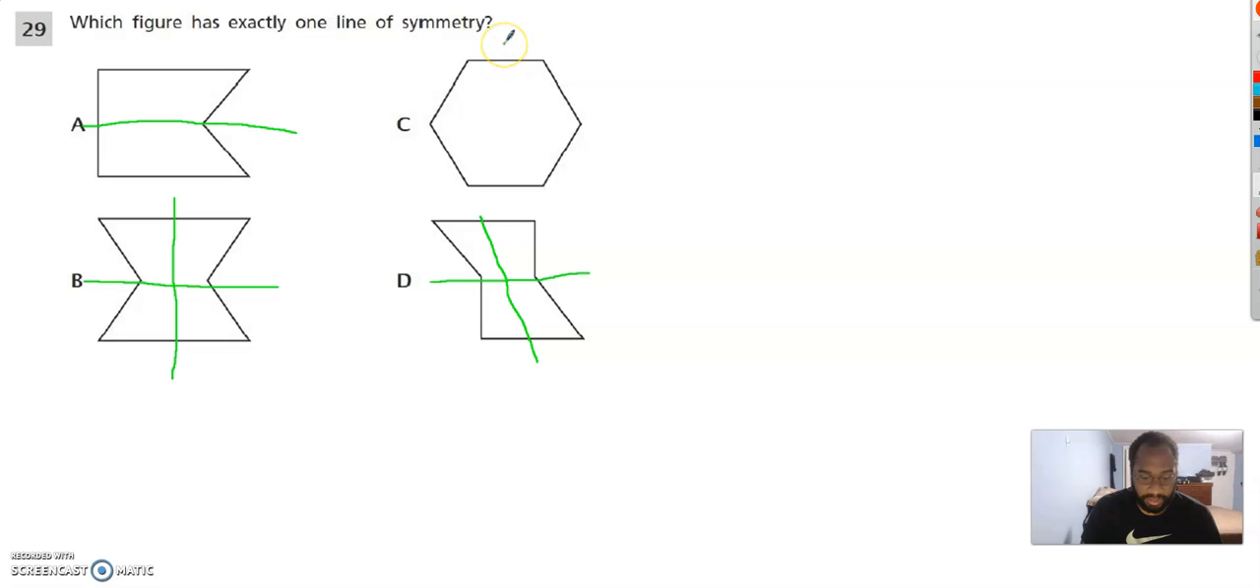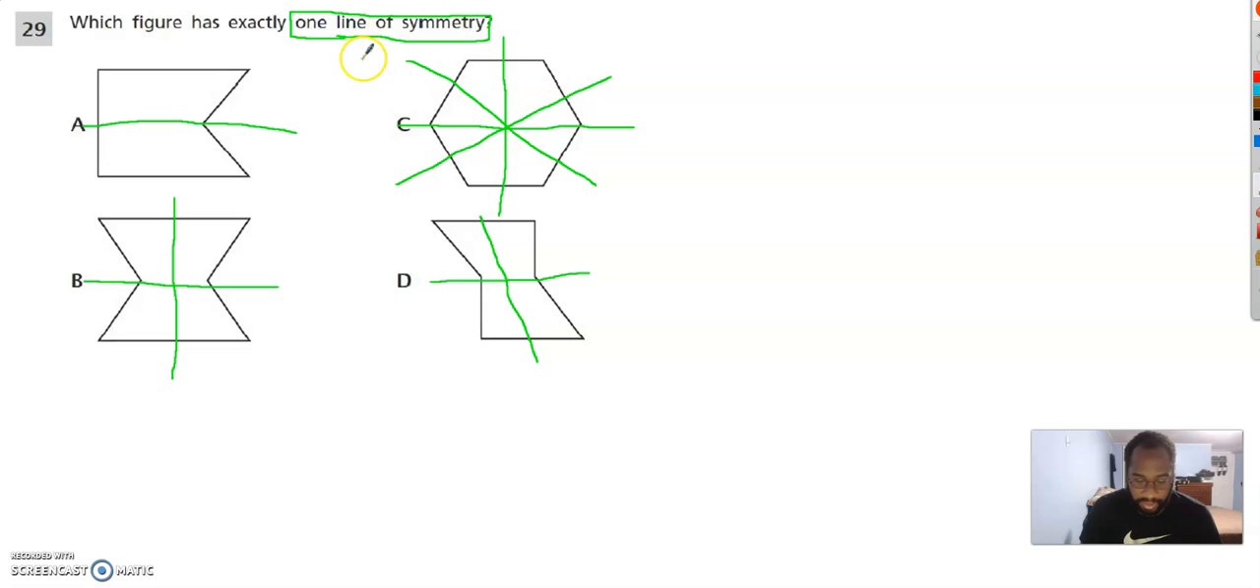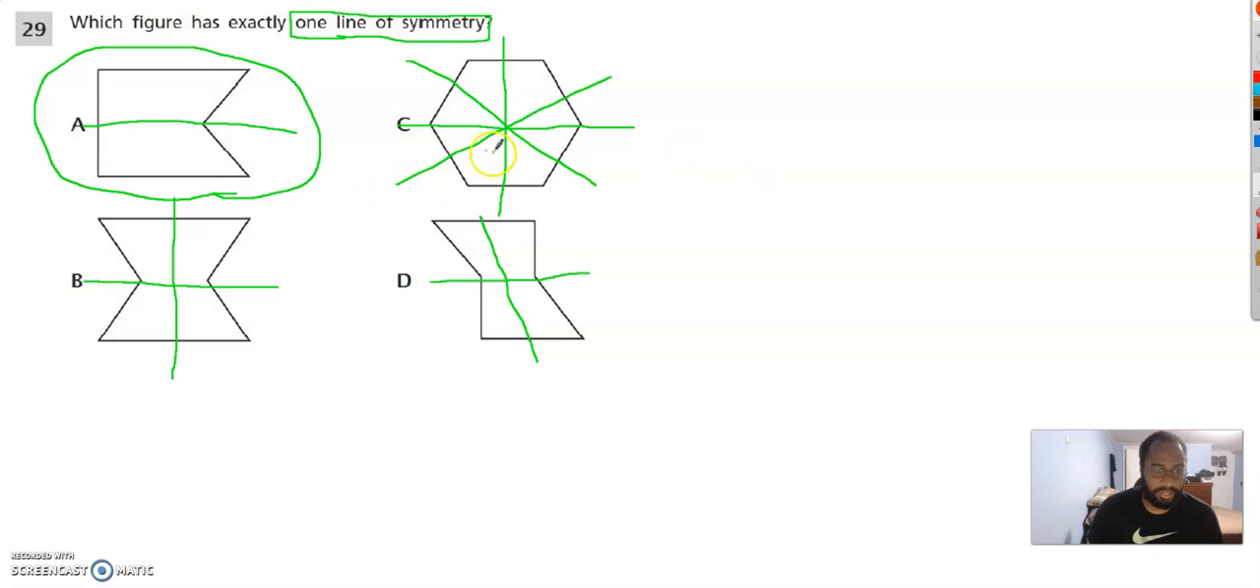What about C? Caesar. So it's 1 vertical, 2 horizontal, and also you have diagonal. 3, and 4. All right, you can split this shape 4 times and it'll be equal on both sides. So which figure has exactly one line of symmetry? Let's see, Ashley. Yes, Ashley, A is correct. A only has one line of symmetry.